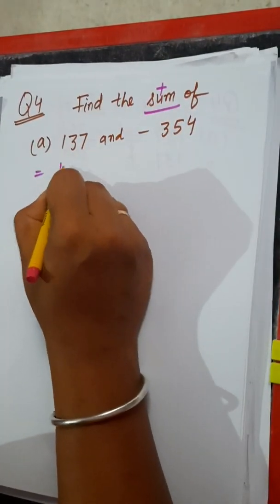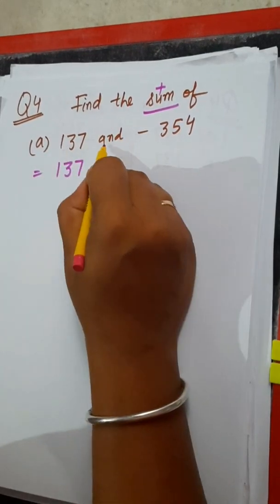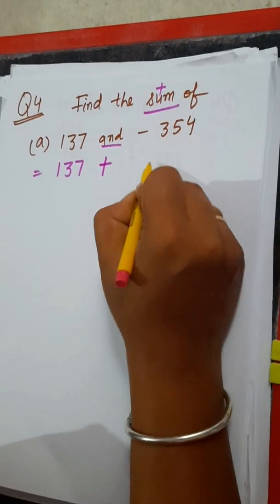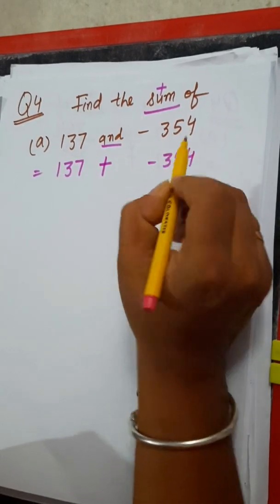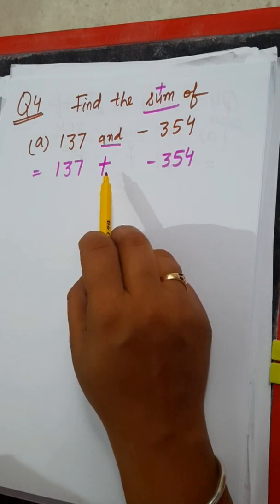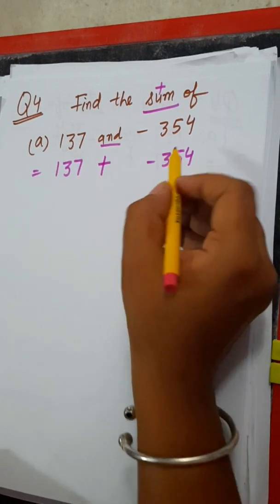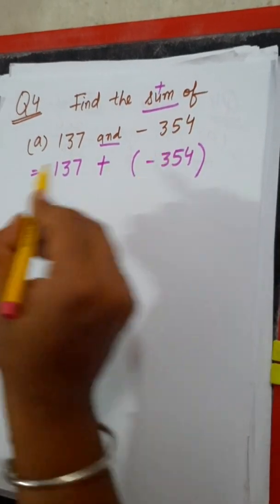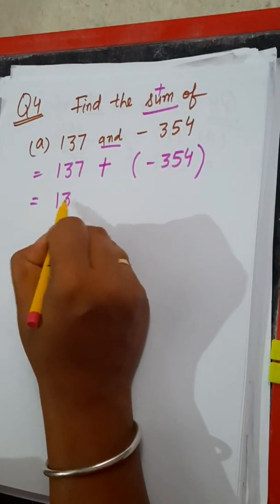So here I will write 137 as it is. Instead of plus, instead of and, I will write plus. Then this minus 354 as it is. Now always keep in mind, whenever you have operations, you cannot write operations like this. So you have to separate this with the help of bracket. So next we have 137.